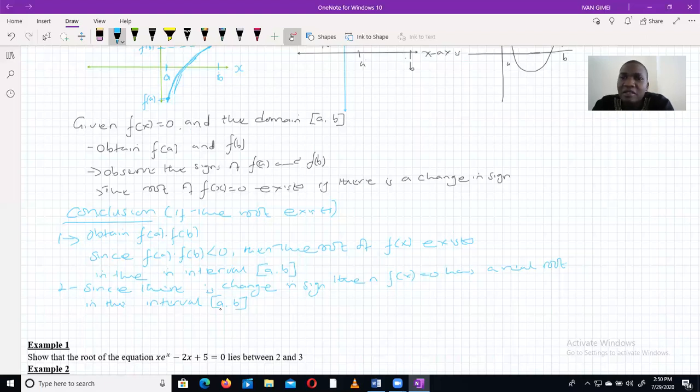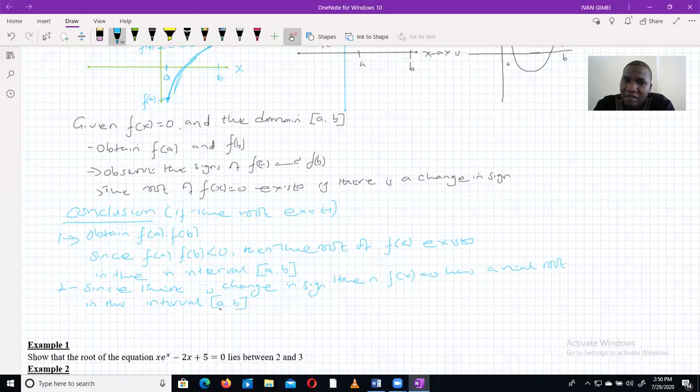We've just seen from the simple illustration on the graphs above that if the root exists, there should be a change in sign. If the root doesn't exist, there's no change in sign. So if f of a is positive and f of b is also positive, there is no change in sign and the root does not exist. But if f of a is positive and f of b is negative, or either way round, the root exists because of the change in sign.